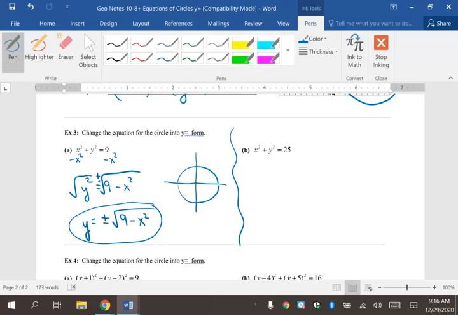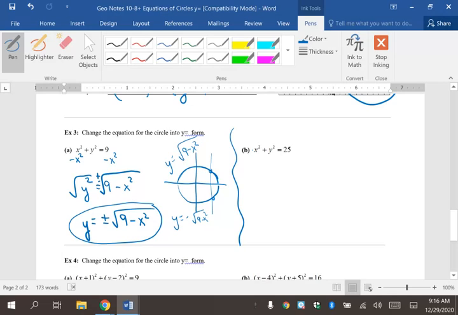You can only graph functions. A function passes the vertical line test. This does not. So how would you graph a circle? You graph it in two pieces. The positive square root, so this would be y equals the positive square root of the quantity 9 minus x squared. And then down here is your y equals negative square root of 9 minus x squared.